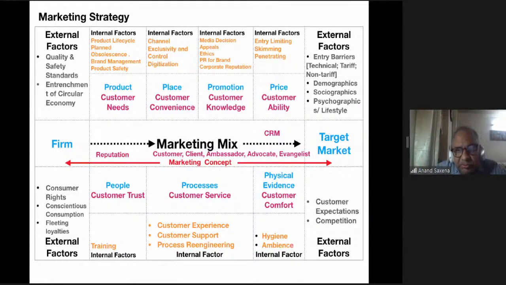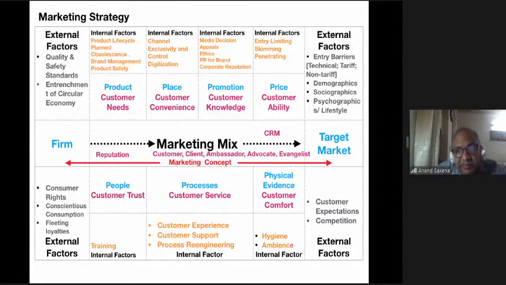Your book talks about the P's of marketing, the conventional 4 P's: product, price, place, promotion, and the additional P's for services marketing, namely people, processes, and physical evidence. So you can keep adding. So these are the internal factors, the control variables which a firm uses to serve its target market. And the idea is to lend that strategic vision.